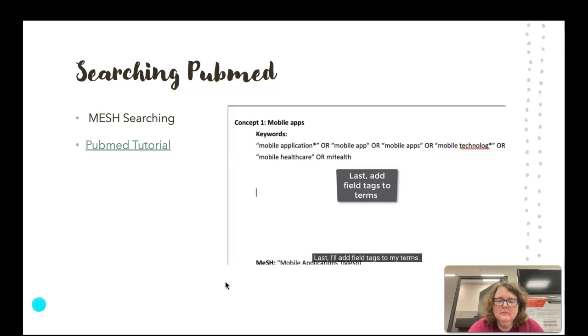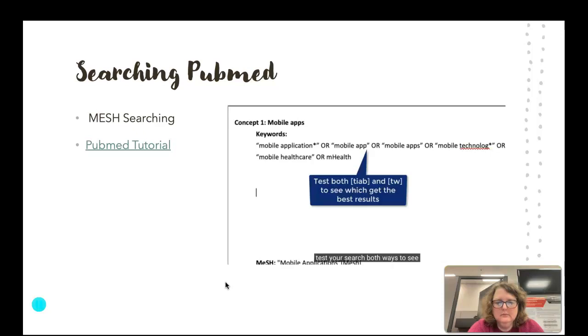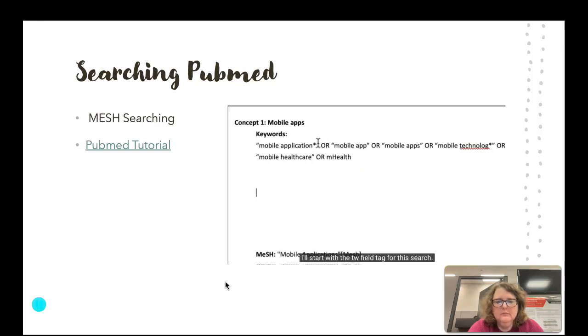Last, I'll add field tags to my terms. Remember, for a comprehensive literature review, the TW or TIAB field tags are most frequently used. Test your search both ways to see which provides the best results. I'll start with the TW field tag for this search. So I'll put bracket, TW, bracket at the end of each term, making sure that I type it after the double quotes for my phrases.